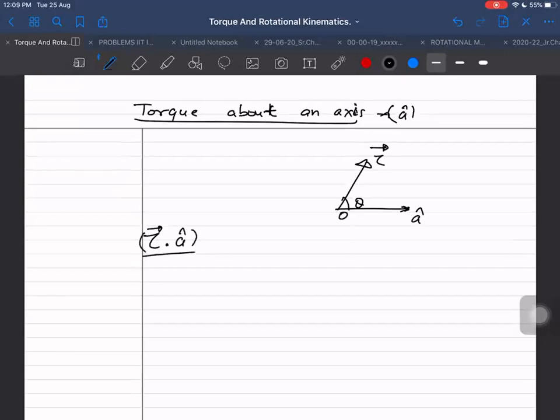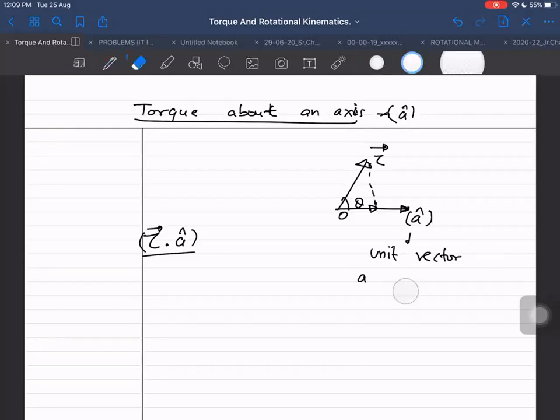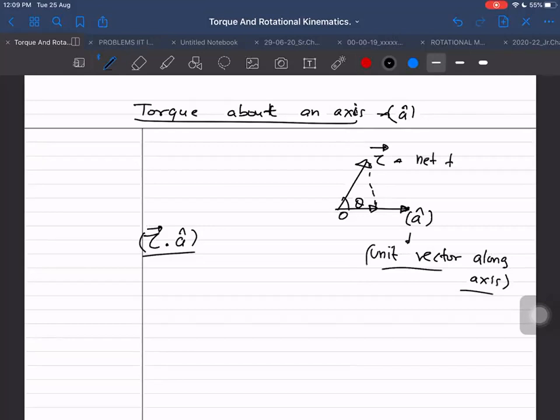Tau dot A cap. Net torque, once we have found it, then we can take the torque about any other axis by taking just the dot product with the axis direction vector, the unit vector along the axis direction. That is this A cap, and tau is the net torque. This one was 0 now, sir, that is due to perpendicular.